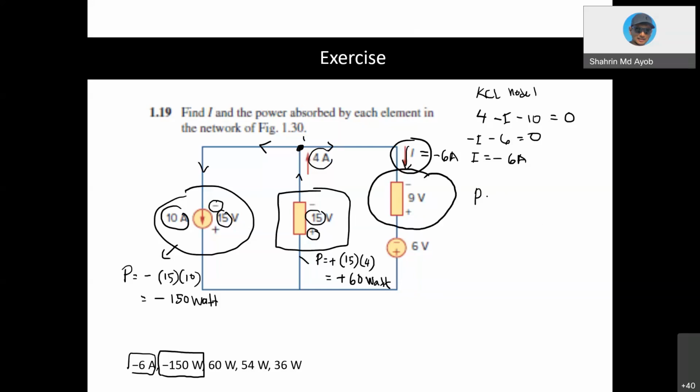And this element. The current in this direction is entering the negative terminal, so you should put negative. The voltage value is 9 volts. The current value is negative 6 ampere. So negative, negative, so positive 54 watt.